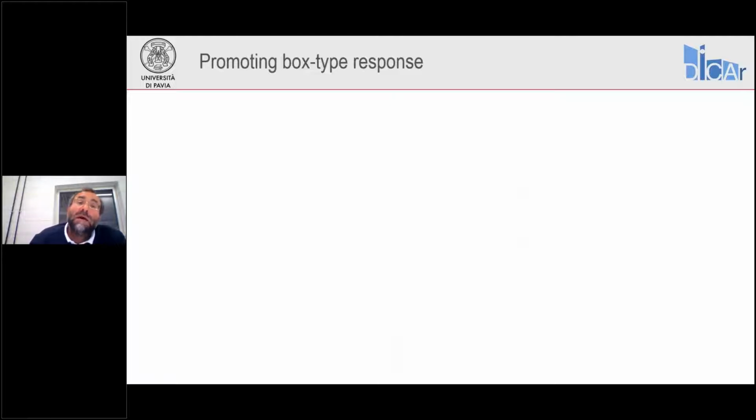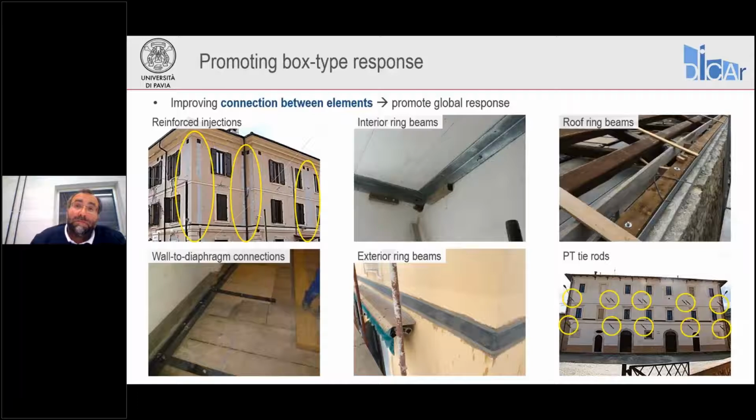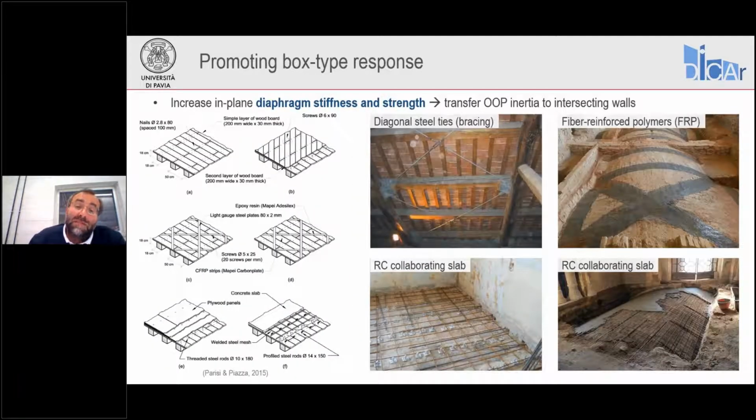So how can we promote a box-type response? Well, in the previous sessions of the webinar series, probably in the first webinar, if I remember well, we already saw this slide. Basically, we have different techniques aiming at improving the connection between elements, between intersecting walls and between walls and diaphragms. And also, we have other methods for increasing the in-plane performance of our diaphragms. And a combination of these solutions is usually needed to improve the response of a building.